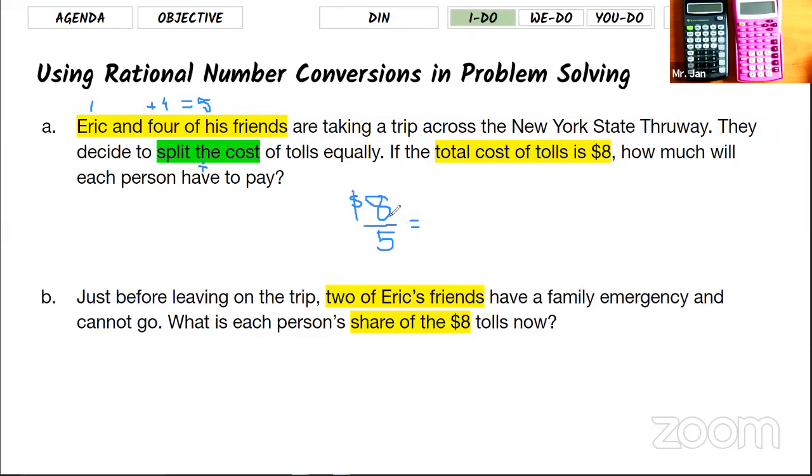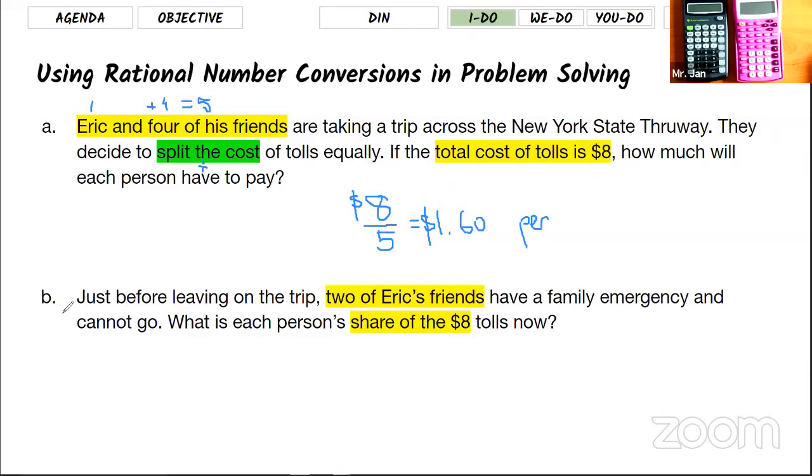This is a unit rate, by the way. So if you divide this, it's going to be $1.60 per person. Okay, thank you so much. Somebody got it. So the next one is, yes, you got it.